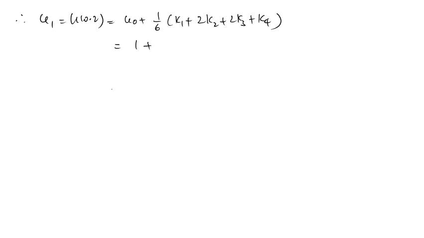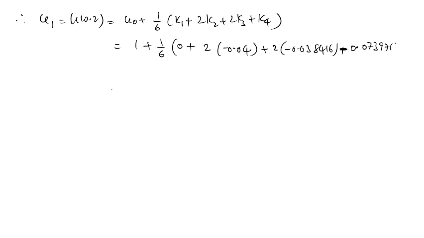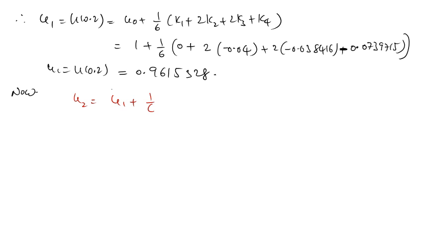Substituting every value, this is 1 by 6, k1 value 0 plus 2 into k2 value 0.04 plus 2 into k3 value 0.038416 plus minus 0.0739715. So after simplification, this u1 equals 0.9615328. Now u2, with j equal to 1, is u1 plus 1 by 6, same formula.